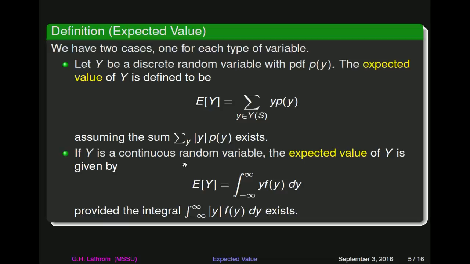In the continuous random variable case, the expected value of Y is given by the integral from minus infinity to infinity of y times f of y, where little f is the probability density function. So we're really doing a kind of weighted average in each of these cases, a weighted average over the probabilities for particular outcomes of our random variable.